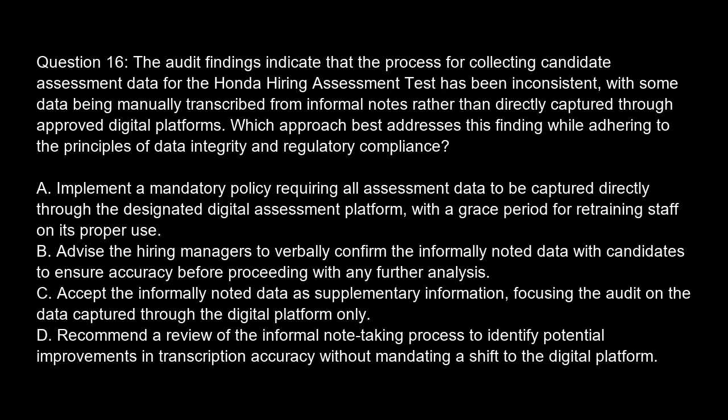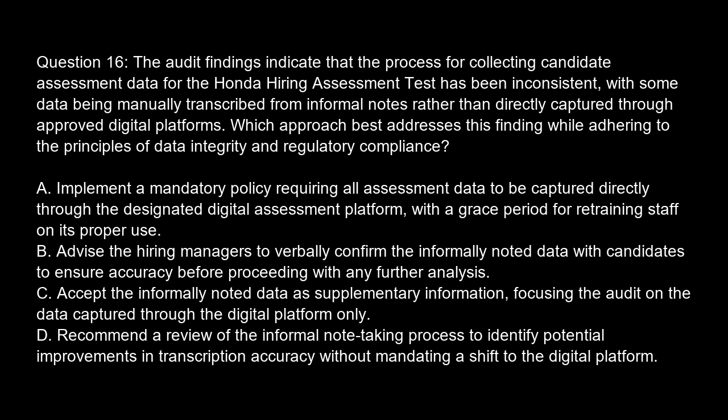Question 16. The audit findings indicate that the process for collecting candidate assessment data for the Honda hiring assessment test has been inconsistent, with some data being manually transcribed from informal notes rather than directly captured through approved digital platforms. Which approach best addresses this finding while adhering to the principles of data integrity and regulatory compliance?